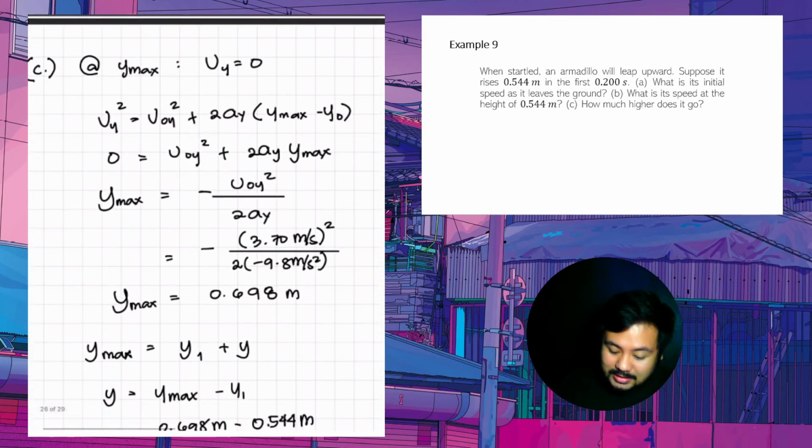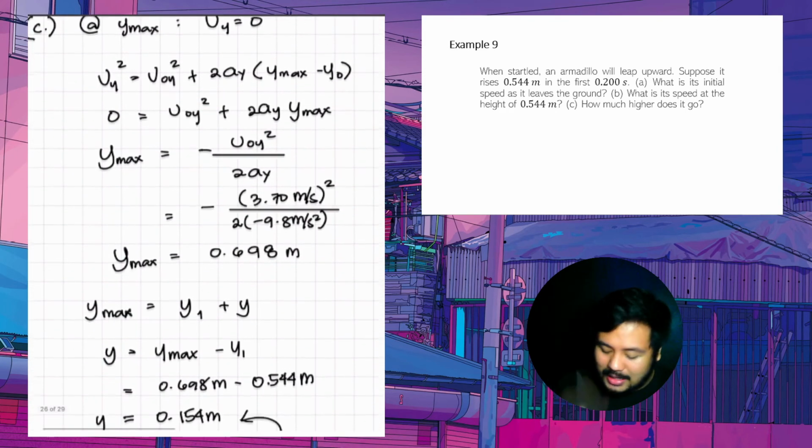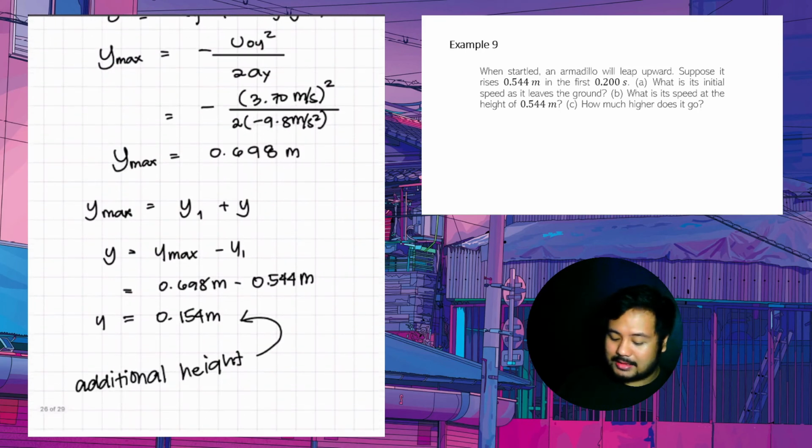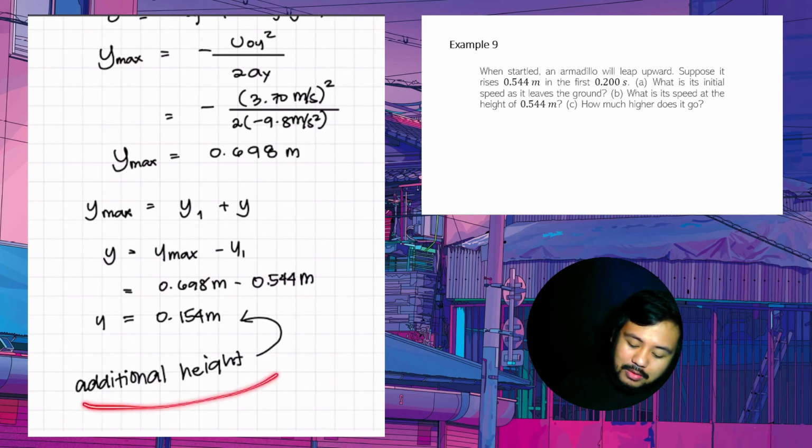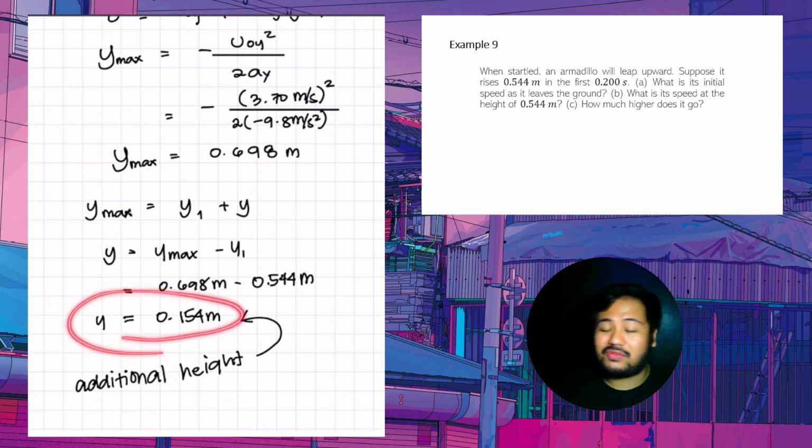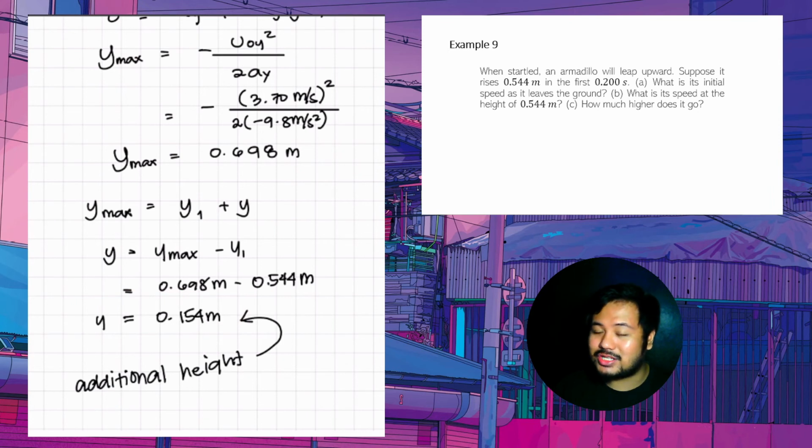And then getting y, the additional height, there will be an additional height now that is coming from y max equal to y1 plus y. The additional height will be 0.154 meters. Again, it is the additional height. So I just subtracted the maximum height with the initial height that the armadillo will reach. That is 0.698 meters minus 0.544 meters. So my additional height will be 0.154 meters.